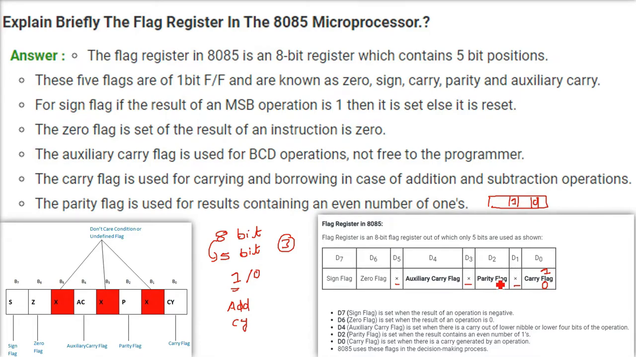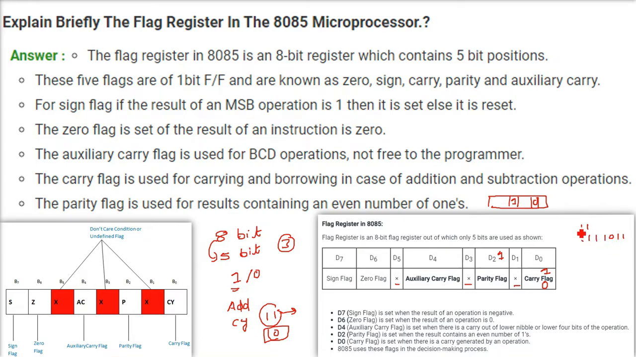D2 is the parity flag. When we have an even number of ones, this parity flag is set. If we have 1 one, 3 ones or 5 ones, it will be reset. Only for an even number of ones will this parity flag be set, like 2 ones, 4 ones or 6 ones.